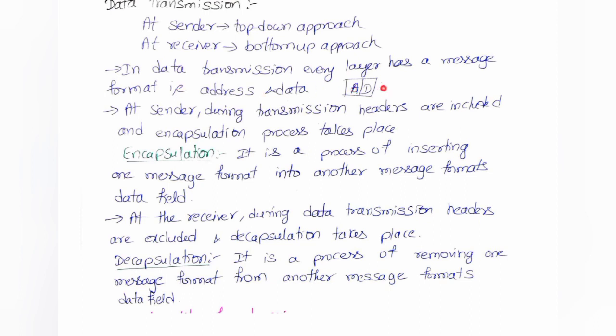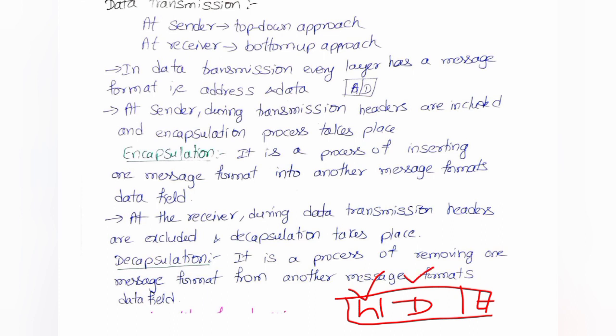So in data transmission, every layer has a message format, that is address and data format. Except in the data link layer. In the data link layer, it will be in the given format, that is the header, data, and trailer. The trailer will have the error detection and correction techniques, whereas the header consists of the address field, and the D means it consists of the data field.